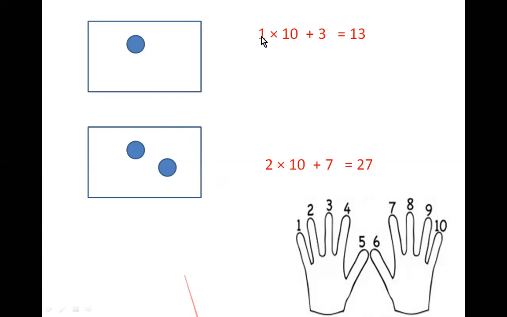Since there is one stone, what does it indicate? I have used all the fingers one time. How many fingers are there? 10 fingers. So all the fingers means 10, one time means 1 into 10. Now your counting is on which finger? 3. So 10 plus 3, total count is 13. Right now your count is 13. Is it clear?